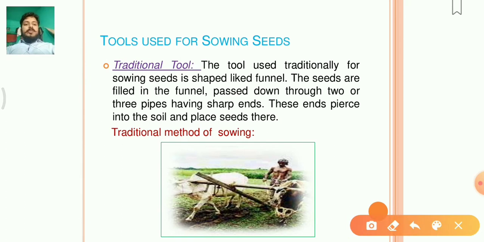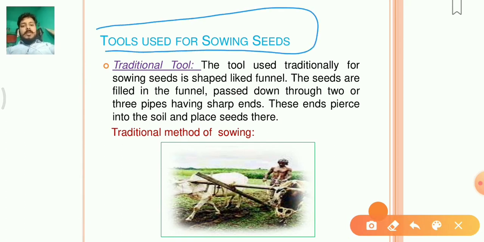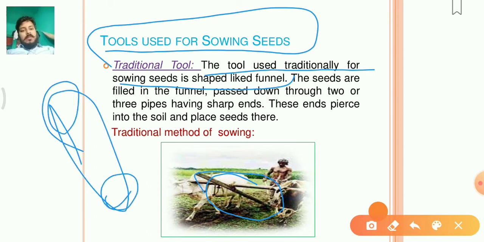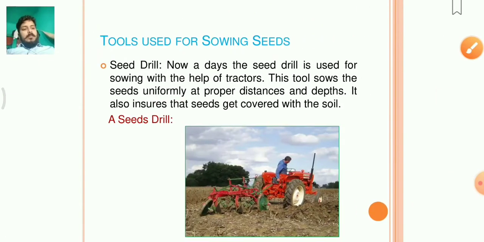Now tools used for sowing seeds, the traditional tools that are being used for sowing seeds, yani bone ke liye mitti mein seed ko, traditional tool use kiye jate hain, sath hi sath modern tool bhi use kiye jate hain. So first we will discuss about the traditional tool. So let us discuss the tool used traditionally for sowing seeds, which is shaped like a funnel. Jo traditional method use kiya jata hai usme jo tool hota hai wo ek funnel ke shape ka hota hai. Kiske shape ka? Ek funnel ke shape ka hota hai, like this. Okay, a funnel shaped like this.